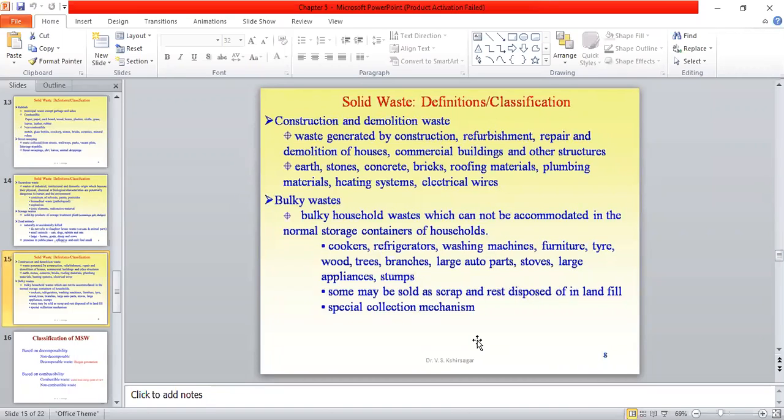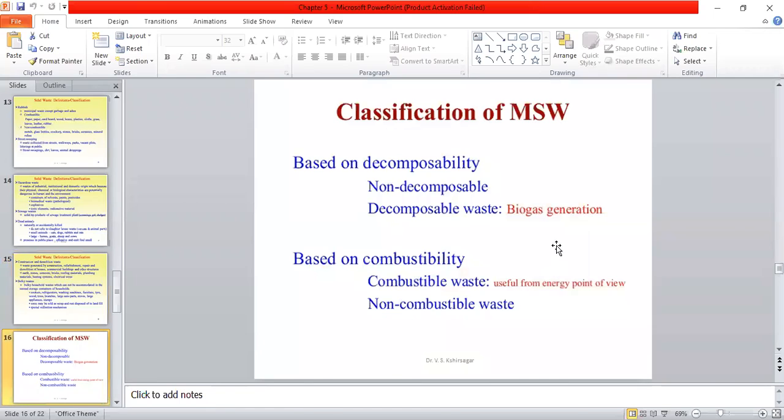So let's start the remaining, next part of the same chapter. Classification of municipal solid waste. Until now, we have discussed solid waste, which was broad. Now it is getting specified for municipal solid waste. From the municipal activities, whatever solid waste is generated will be identified as municipal solid waste. Now we'll see how the municipal solid waste is classified.